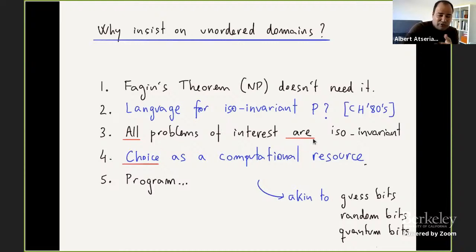Another thing is that all problems of interest, as I already argued, are isomorphism invariant, even k-CNF or k-SAT and these sorts of things. They don't depend on automorphisms. If you flip two variables and that doesn't change the structure of the formula, it stays the same. Another thing is that we want to look at choice, because essentially having a linear order is like having a choice. You can always choose the least element in the order. You want to think of it as a computational resource in the same way that we think of random bits or quantum bits as a computational resource. And the question is, how much of this resource is actually needed for efficient computation?